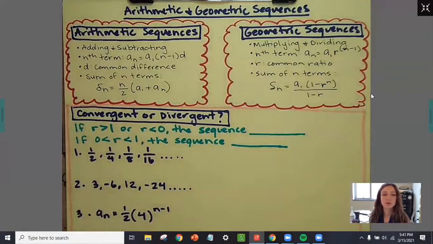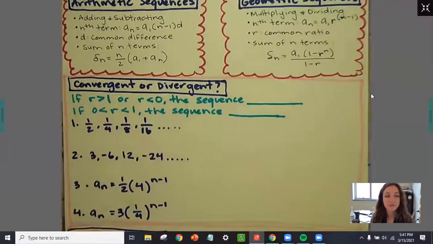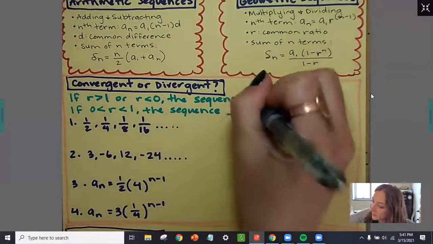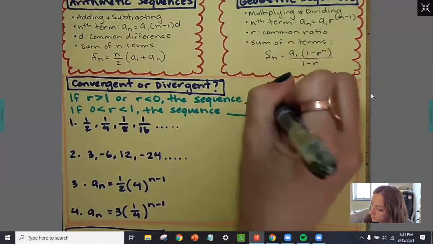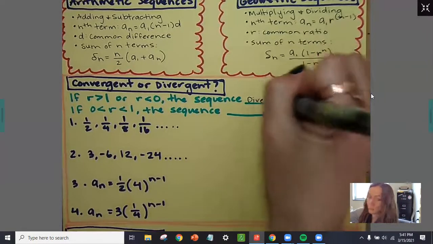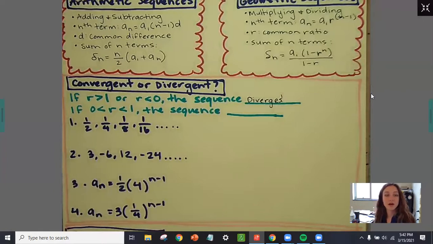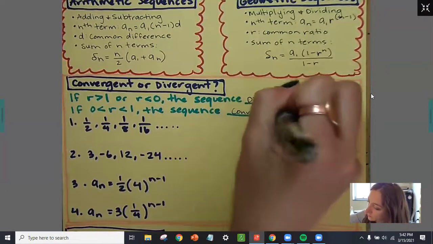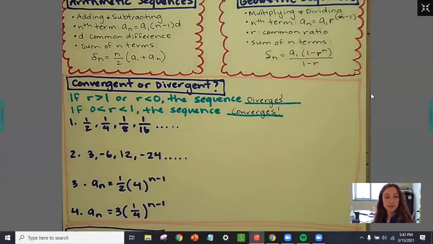All right, so convergent or divergent. If r, the number that you're multiplying by, is less than 0, then the sequence is going to diverge. If r is between 0 and 1, then the sequence is going to converge. So let's see what we're multiplying by each time, see if that's less than 0 or between 0 and 1, and that will determine whether the sequence is going to converge or diverge.